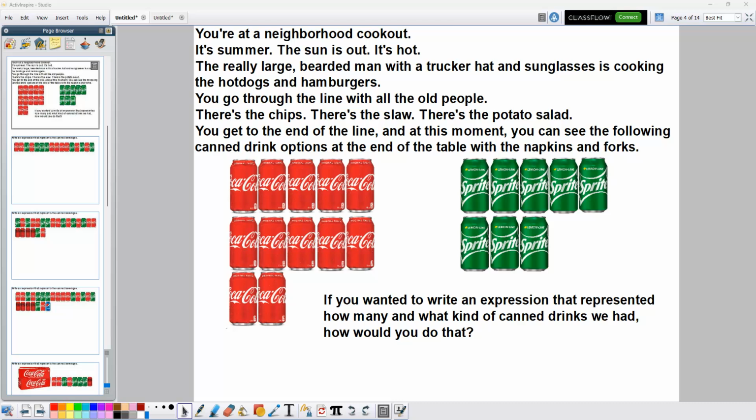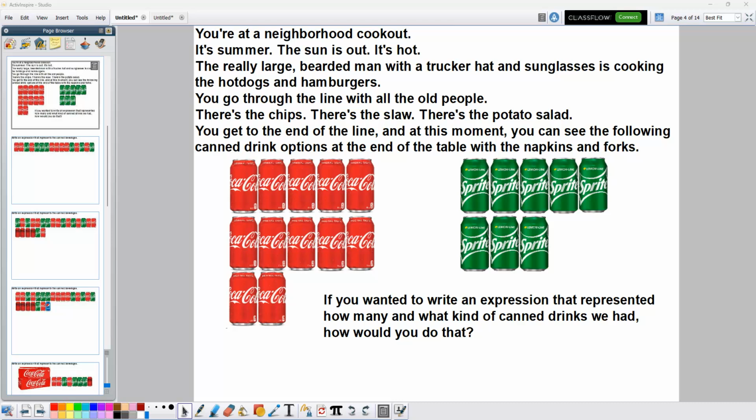You go through the line with all the old people. There's the chips. There's the slaw. There's the potato salad. You get to the end of the line, and at this moment, you can see the following canned drink options at the end of the table with the napkins and the forks. You got that picture? All right, so there's all the Cokes, there's all the Sprites.